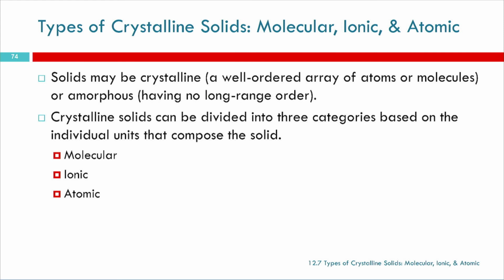Let's take a look now at just a few more slides here. We've got different types of solids. We've talked about very early on how we can have crystalline solids, which have a well-ordered array of atoms or molecules, or we can have amorphous solids, which have no long-range order. Crystalline solids can be divided into three categories based on the individual units that compose the solid. We can have molecular crystalline solids, ionic crystalline solids, or atomic crystalline solids.